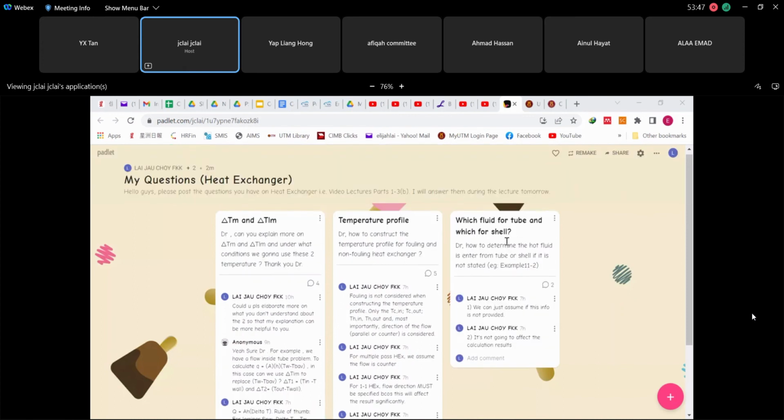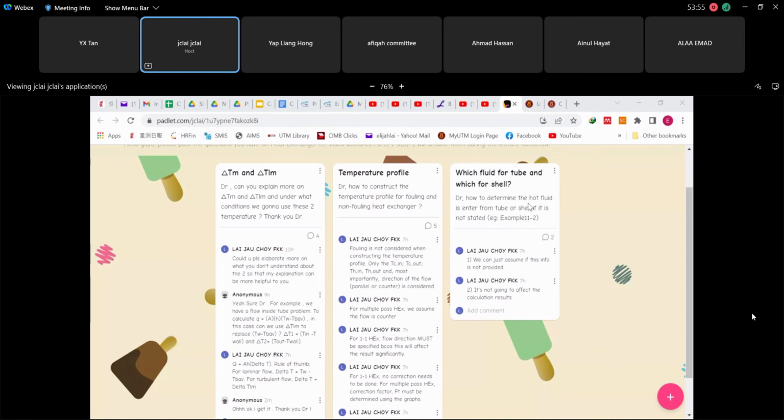Okay, last question: which fluid for tube and which fluid for shell? How to determine whether the hot fluid enters tube or shell? Actually, when you do your heat exchanger design project, you need to determine which one to put in shell, which one to put in tube. There are many factors that determine which one should be put in the shell and which in the tube.